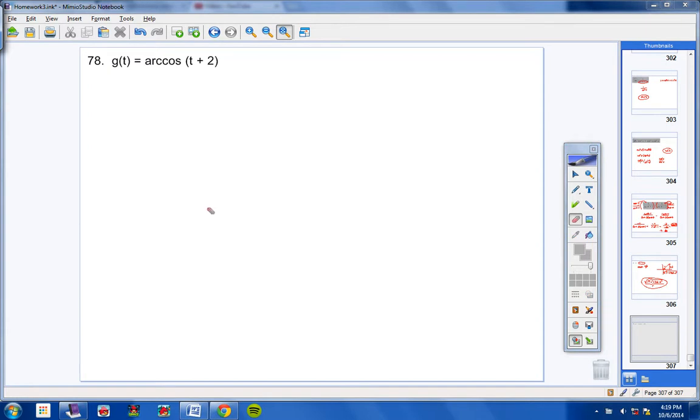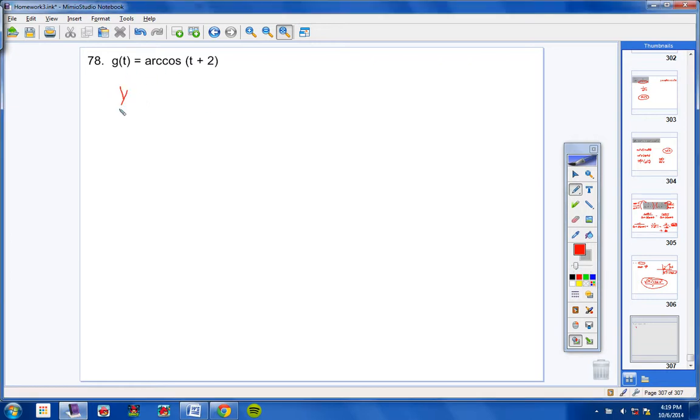Okay, students, here we go. Last problem on the review sheet, and we're finished. Okay, so here we go. First of all, it's totally okay if you want to put y for g of t. I have no problem with that. So I'm going to go ahead and put y equals arc cosine of t plus 2, okay?